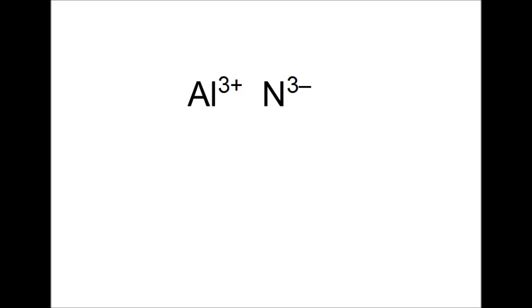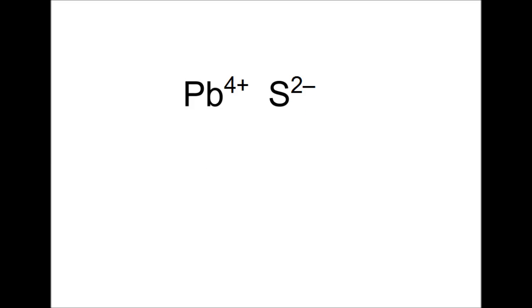All right, and then we have the same thing right here. When you add this up, +3 and a -3, that adds up to 0. So if you have equal but opposite charges, just go ahead and put the cations and the anions together, and that's your answer.